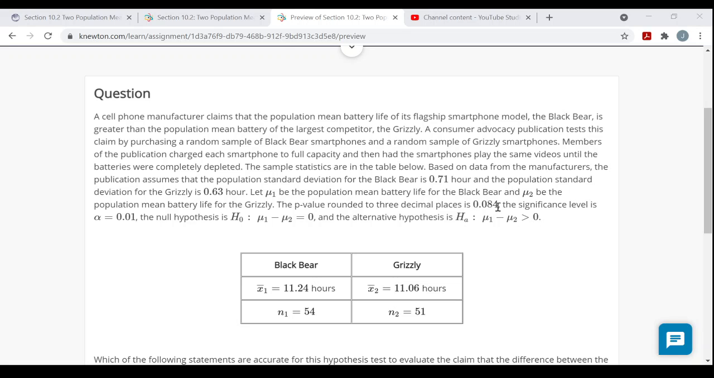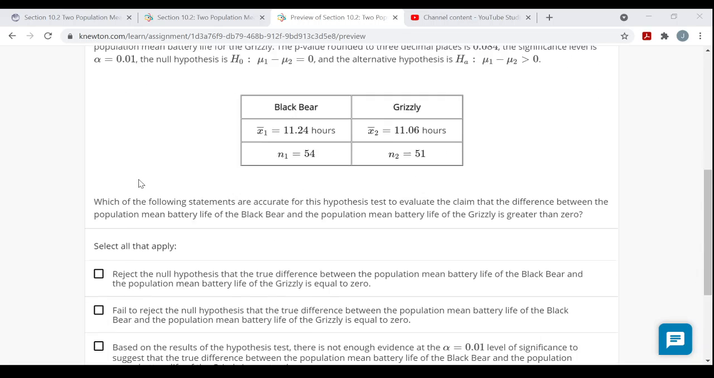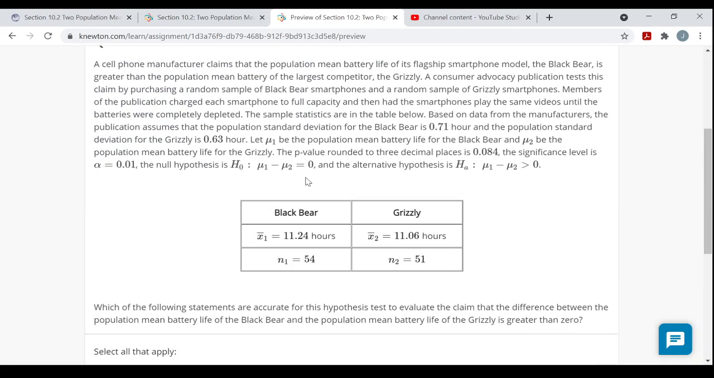The p-value is 0.084. Now remember, you compare the p-value to alpha. If the p-value is less than or equal to alpha, you reject the null hypothesis. If the p-value is greater than alpha, which is the case here, you fail to reject the null hypothesis. Here it says select all that apply. I'm selecting one of these two: do I reject the null or fail to reject the null? I'm not rejecting it.